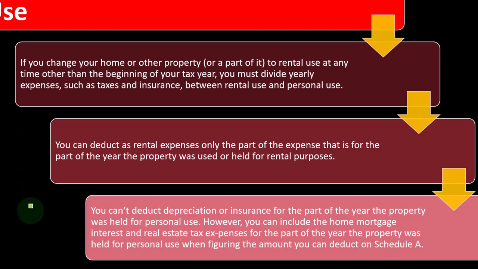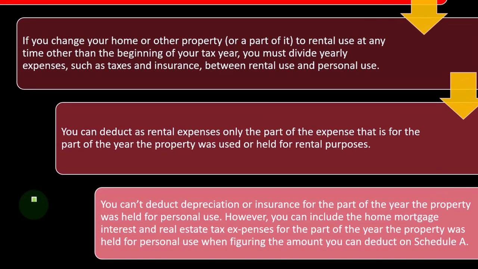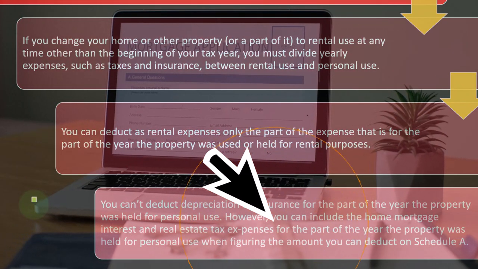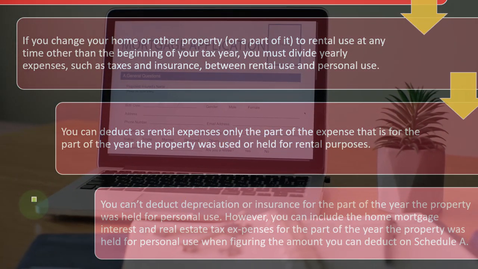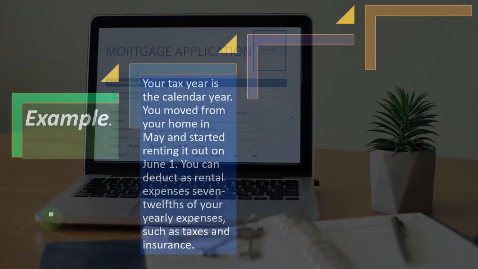You can't deduct depreciation or insurance for the part of the year the property was held for personal use. However, you can include the home mortgage interest and real estate tax expenses for the part of the year the property was held for personal use when figuring the amount you can deduct on Schedule A.